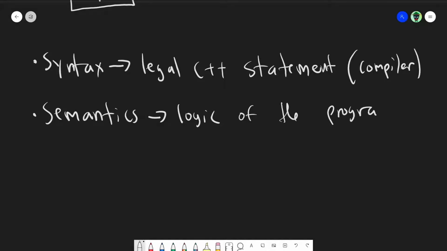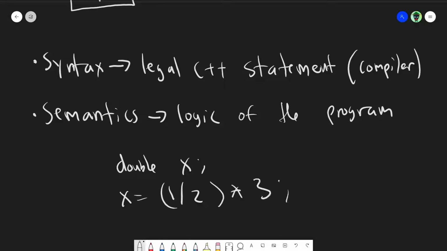So semantics is the logic of the program and how the program is executing. For semantics, a debugger, or you as a human, has to find those semantic errors. For example, if you have a double variable, double x, and x equals 1/2 multiplied by 3, and you print out x, you may wonder, oh, I'm getting 0.0.